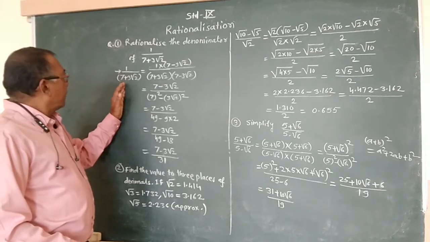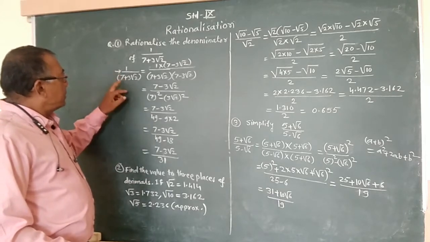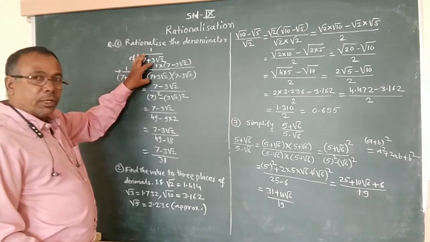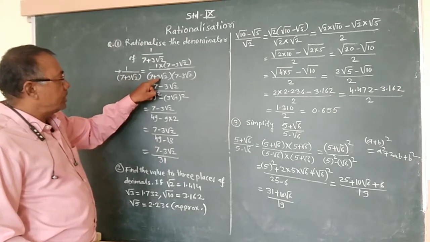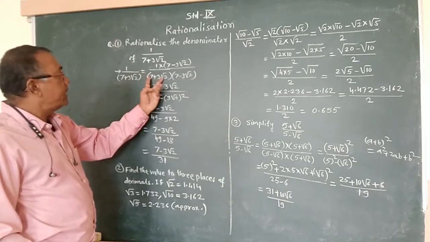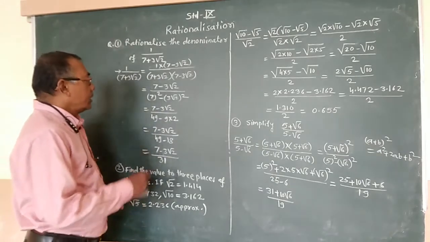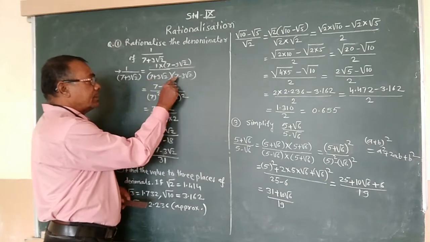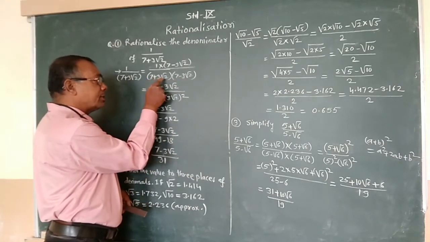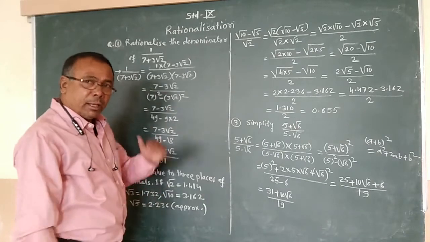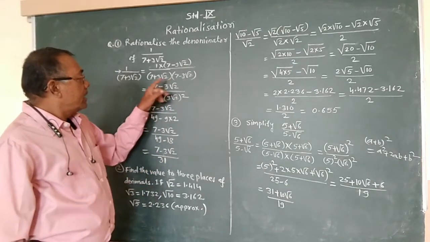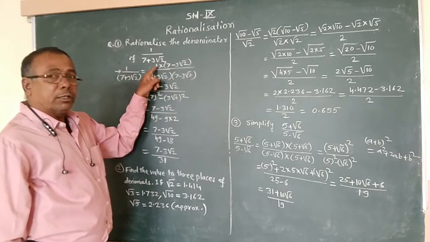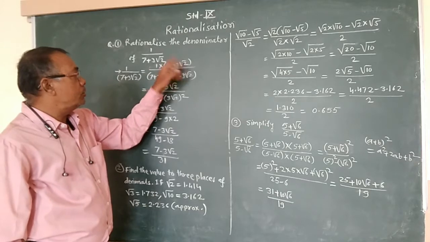So, 1 upon 7 plus 3 root 2, I have written the given expression again, with the denominator in the bracket. Now the conjugate pair of the denominator is 7 minus 3 root 2. If 7 plus 3 root 2 is there, then we have to multiply the numerator and the denominator by the conjugate pair, that means 7 minus 3 root 2, and the numerator also will be multiplied by 7 minus 3 root 2.